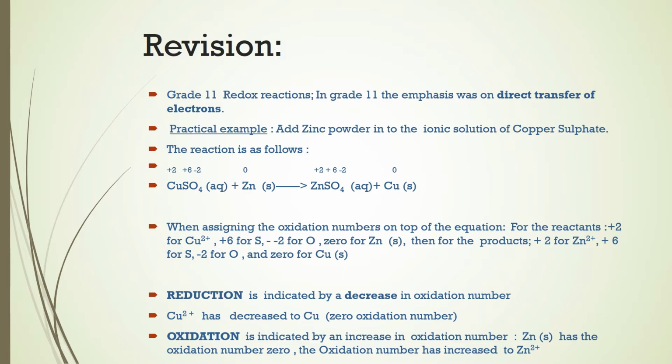Reduction is indicated by a decrease in oxidation number. Copper 2 plus has decreased to copper 0 in oxidation number. Oxidation is indicated by an increase in oxidation number. Zinc in solid form has the oxidation number of 0. The oxidation number has increased from 0 to 2 plus.